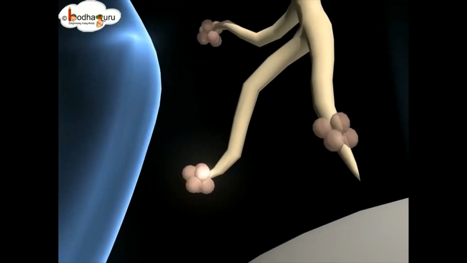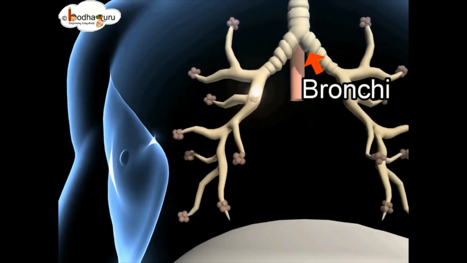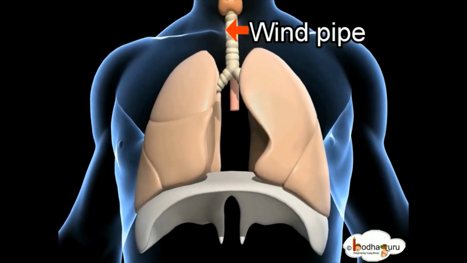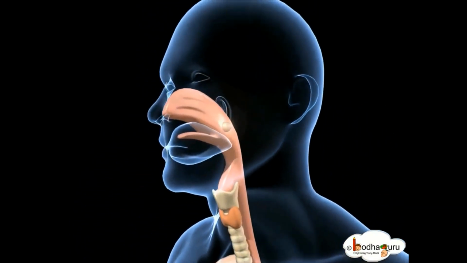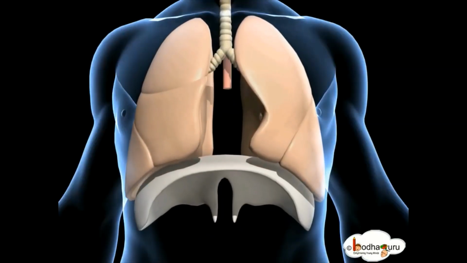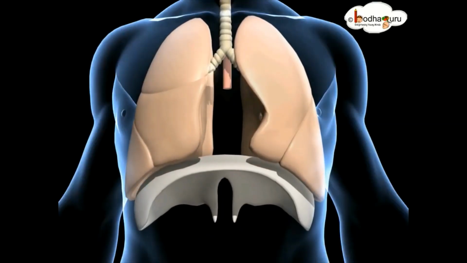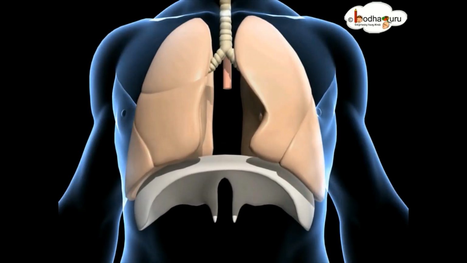Taking the reversed path, that is bronchiole, bronchi, windpipe, pharynx, then nose or mouth. We do this process, that is inhaling and exhaling, 12 to 20 times per minute.